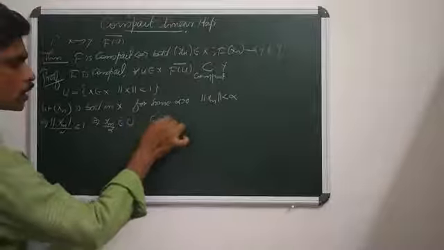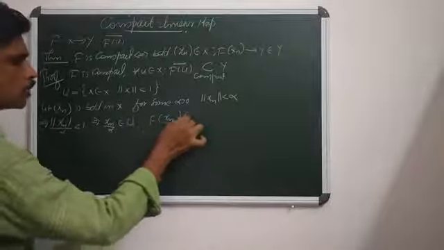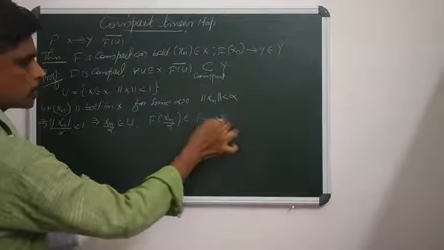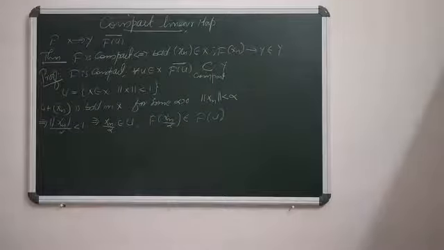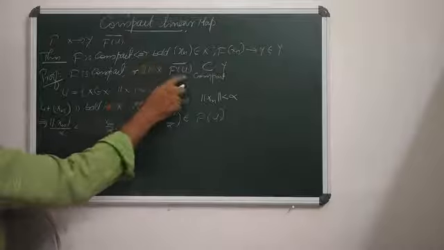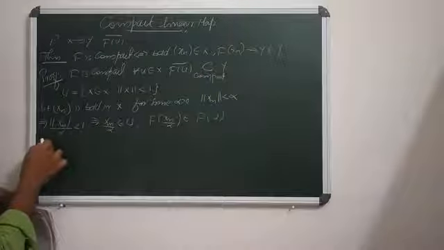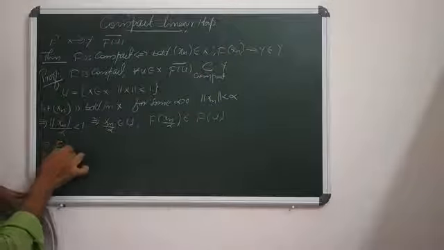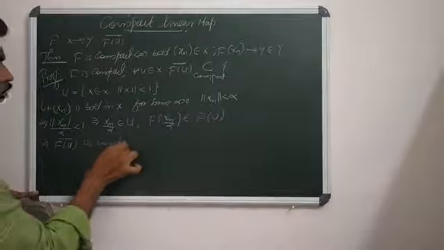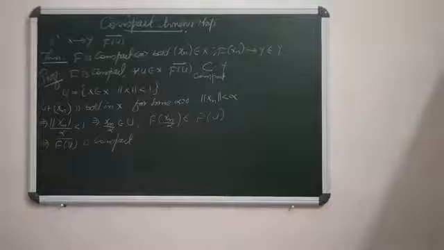Therefore f of xn by alpha falls in f of U. Why? Because f is linear. But what is f of U closure? Since f is compact, f of U closure is a compact subset of Y. That means f of U closure is complete and totally bounded.